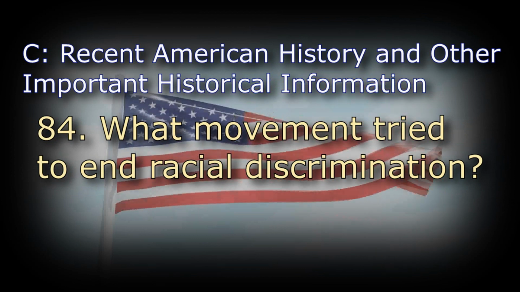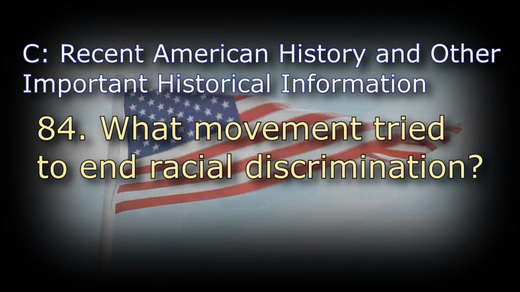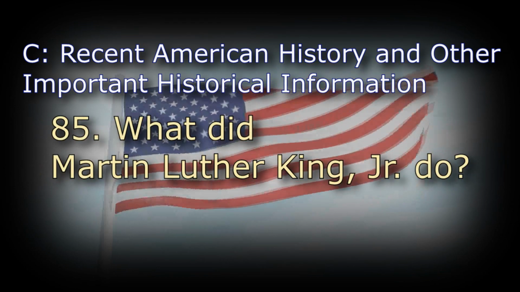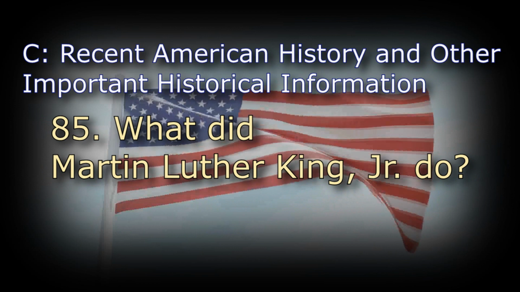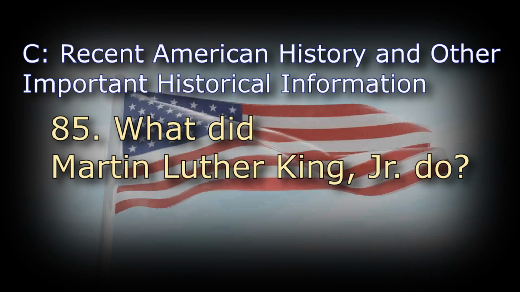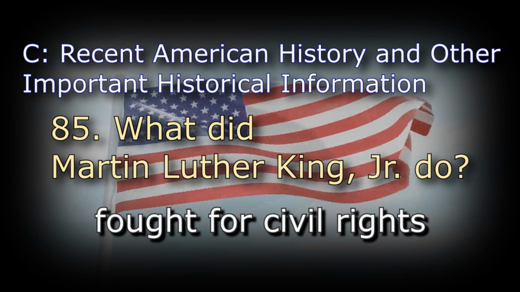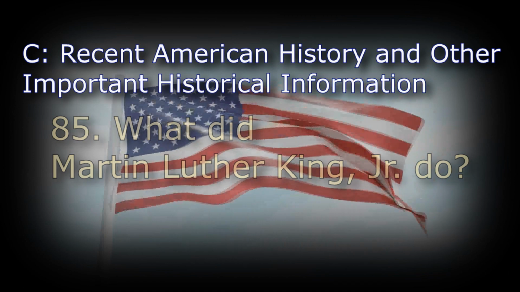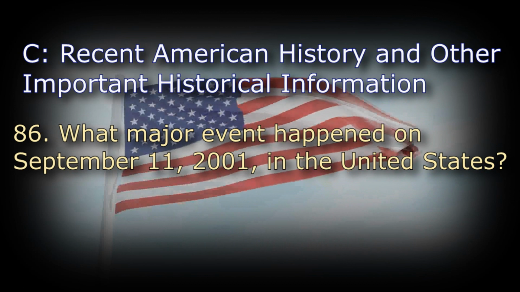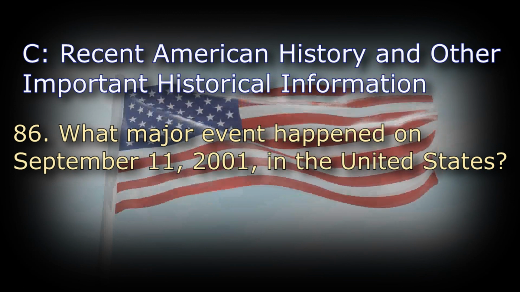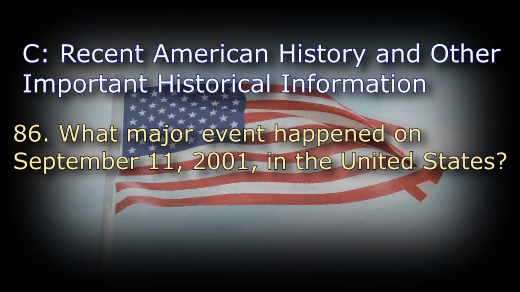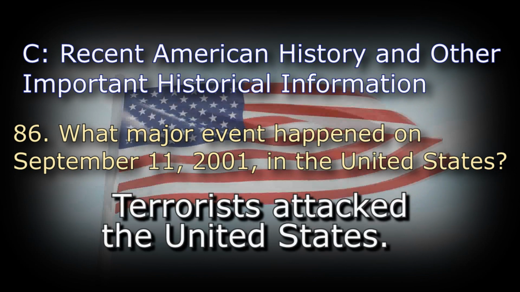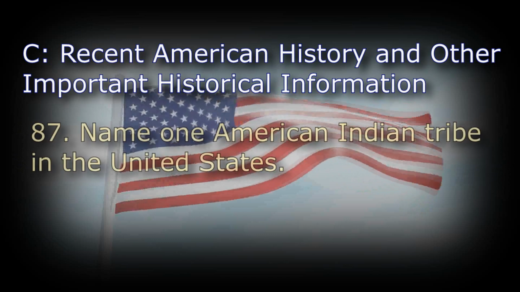84. What movement tried to end racial discrimination? Civil rights movement. 85. What did Martin Luther King Jr. do? Fought for civil rights. Worked for equality for all Americans. 86. What major event happened on September 11, 2001, in the United States? Terrorists attacked the United States.